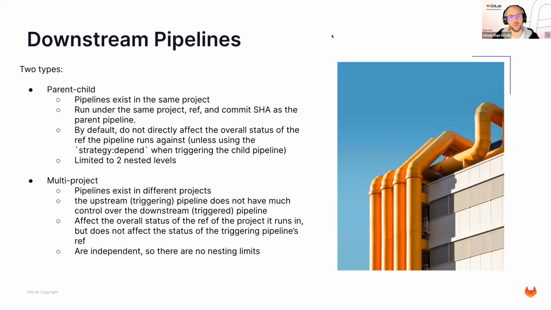The other kind of downstream pipeline is the multi-project pipeline, where your pipeline will simply trigger a pipeline in another project. In that case, there is no limit. So you can trigger from one project to another one and have tens of projects being triggered like this. But when you are doing this, there is no way for your first pipeline to wait for the other ones. So there is no dependency here. You're triggering the other project's pipeline and they are running their own life.